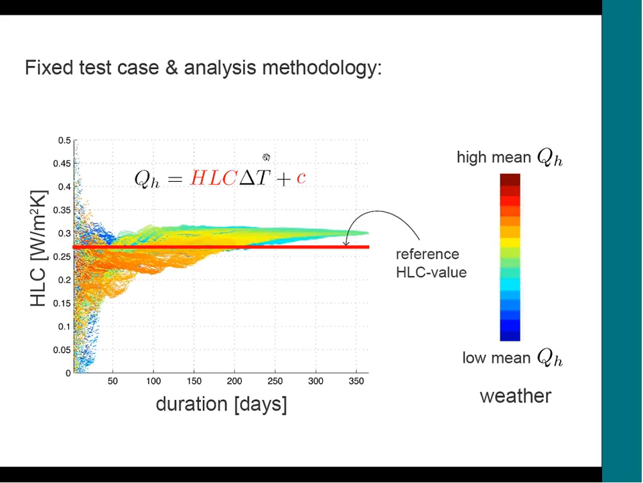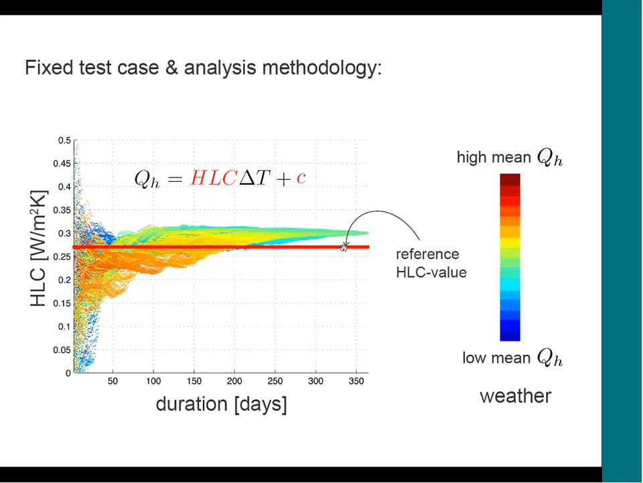So to summarize, the red points indicate experiments that were probably performed in winter, and the blue points are more likely performed in summer. But this graph actually shows the reliability of the test. So for example, if you look at a duration of 50 days, we see that when we apply this method, we get quite a large spread around the target value.